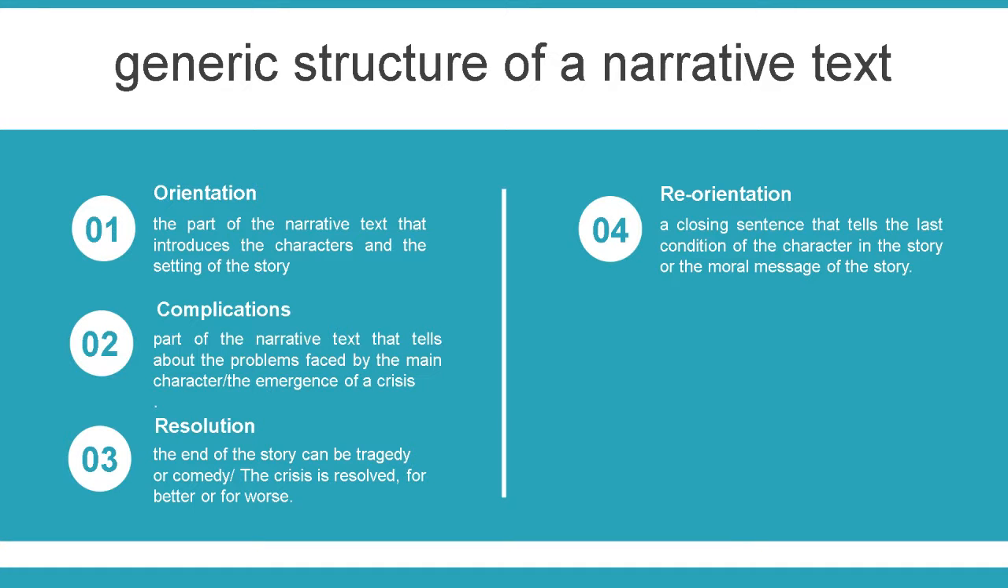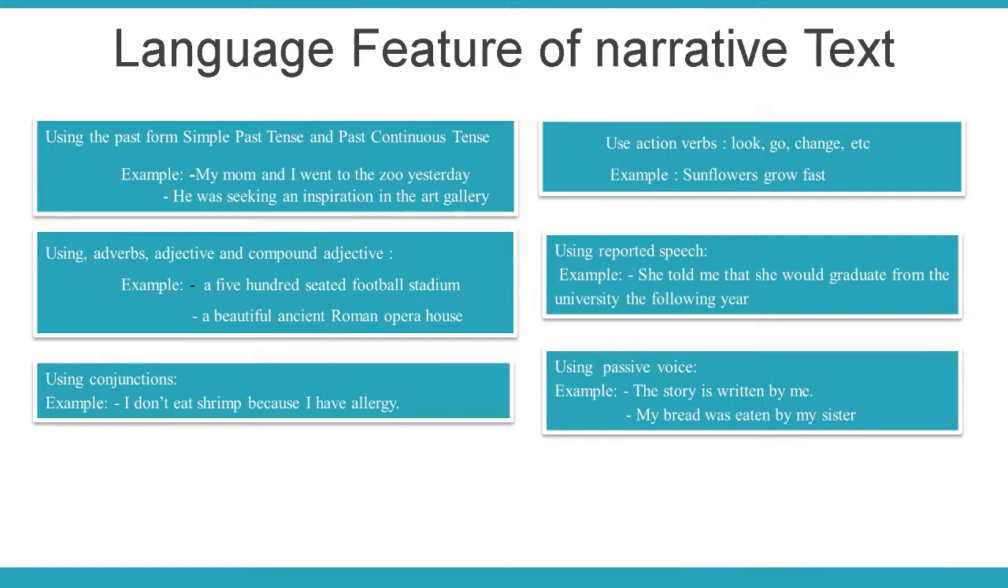The next item, language feature of narrative text, atau unsur kebahasaan yang ada dalam narrative text. The first is using past form, a simple past tense and past continuous tense, which show events that have happened in the past. Secondly, use action verbs, like in recount text: look, go, change. Example, sunflower grow fast. The third, using adverb, adjective, and compound adjective.